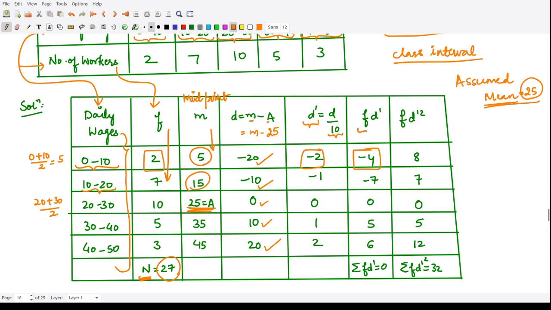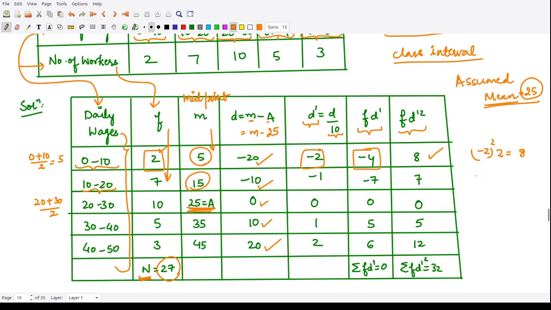And then once you have f d dash, this is required in the variance, right? We also require f d dash square. So what would that be? It would be this is our d dash, so its square would be minus 2 whole square into f. What is f corresponding to this? In the same row we have the value of f as 2, so into 2, so this is equal to 8. So this is what we obtain.